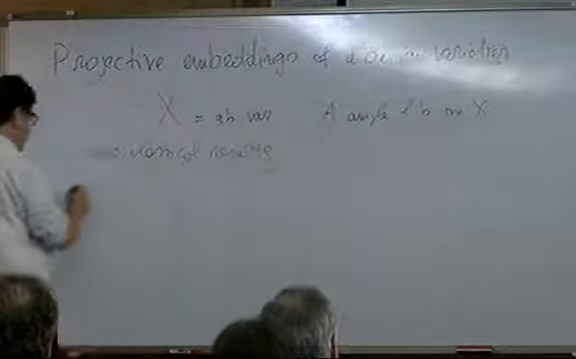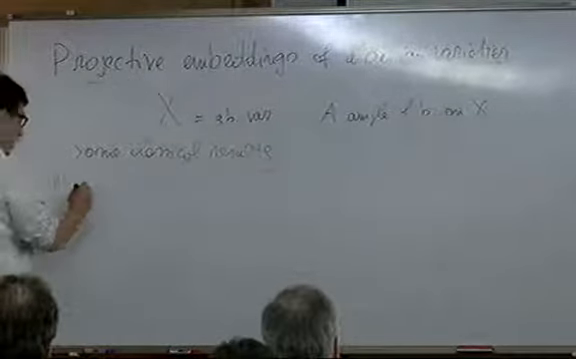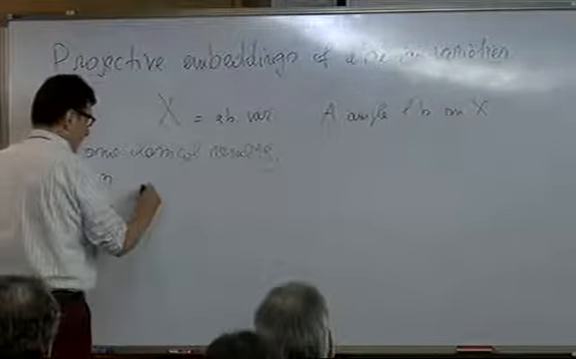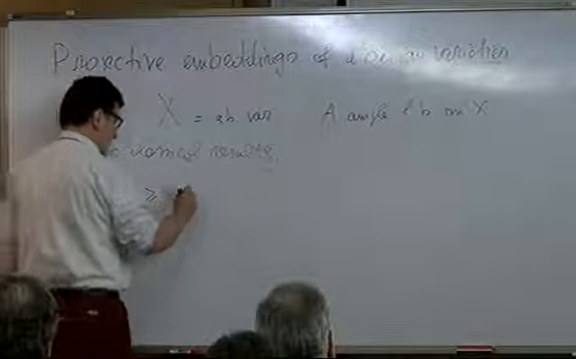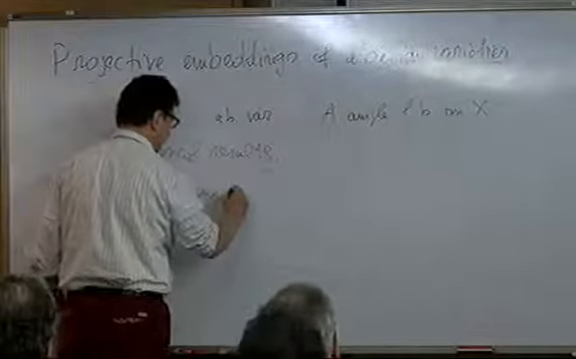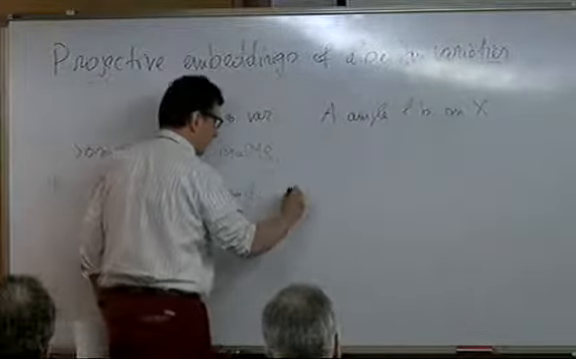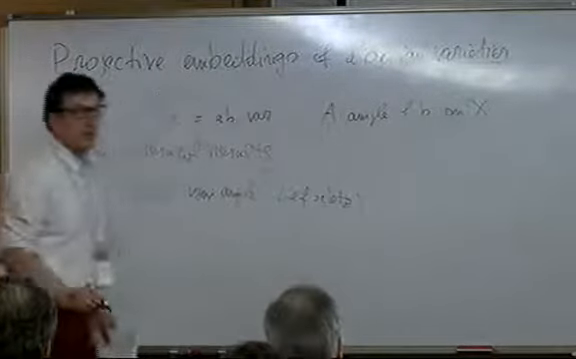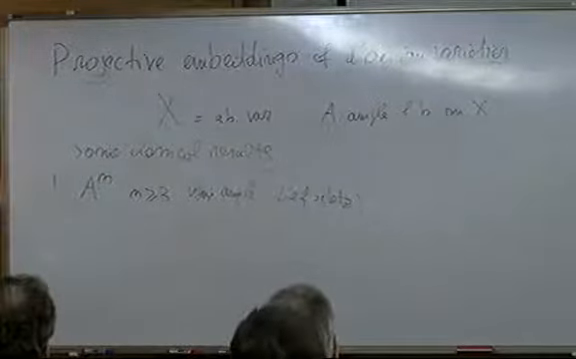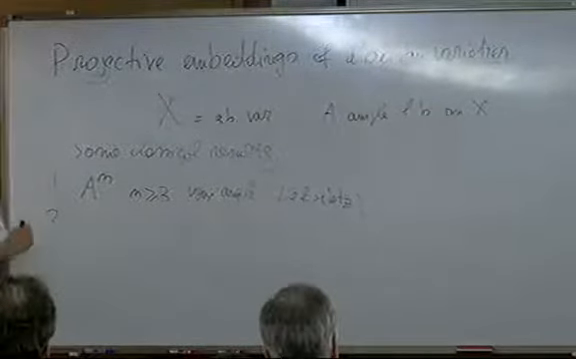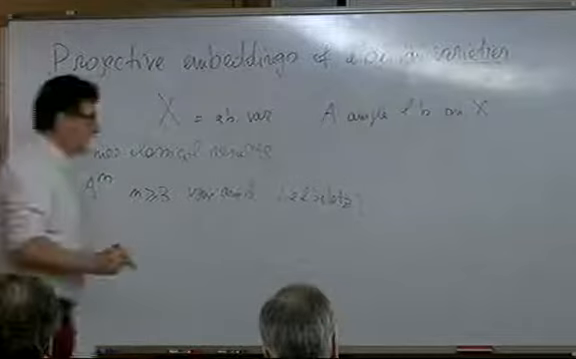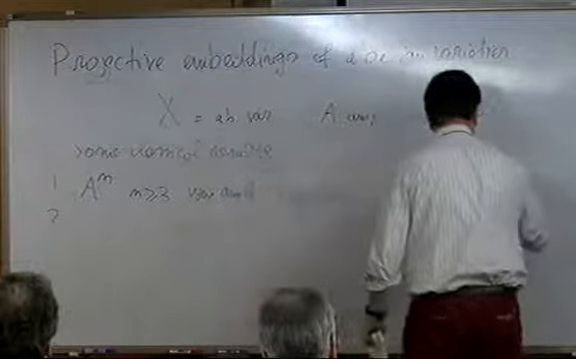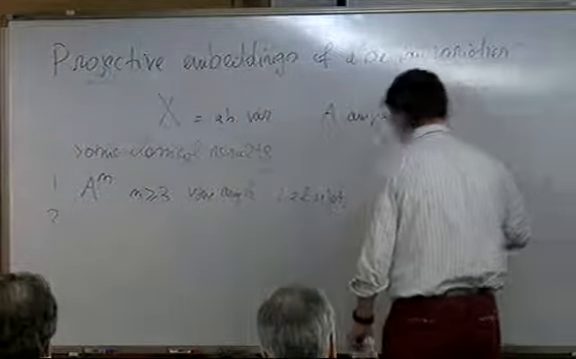Okay, so the first one is really very classical. If we take a power of A, at least a certain power, then this is very ample. This is due to Lefschetz. And so we have an embedding, a projective embedding of X in projective space.